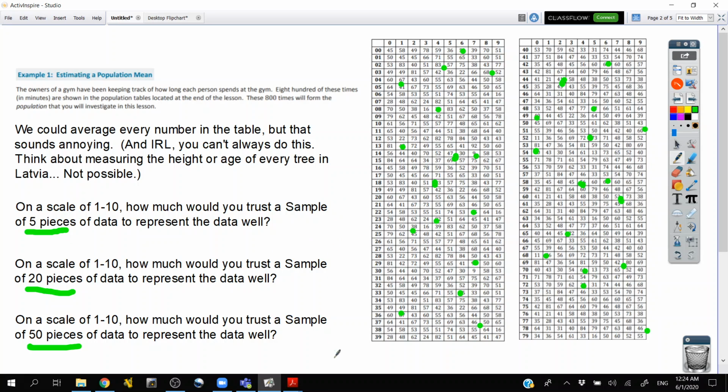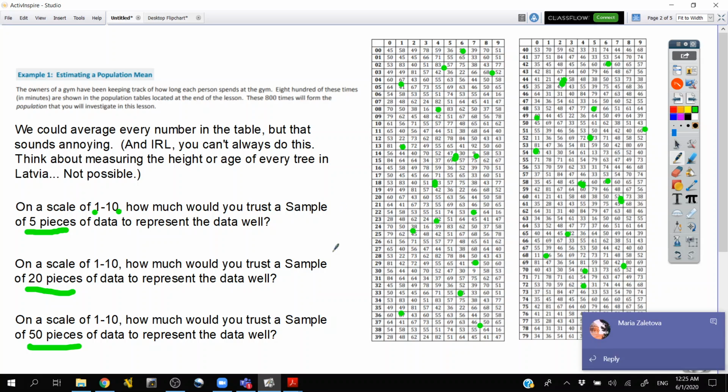I want you to answer these questions. On a scale of 1 to 10, let's say 1 says you do not trust the sample to represent the population, 10 being you absolutely trust it to represent the population. So how much would you trust 5 pieces of data, 20 pieces, and 50 pieces? Come up with those 3 numbers. Pause the video, answer that.